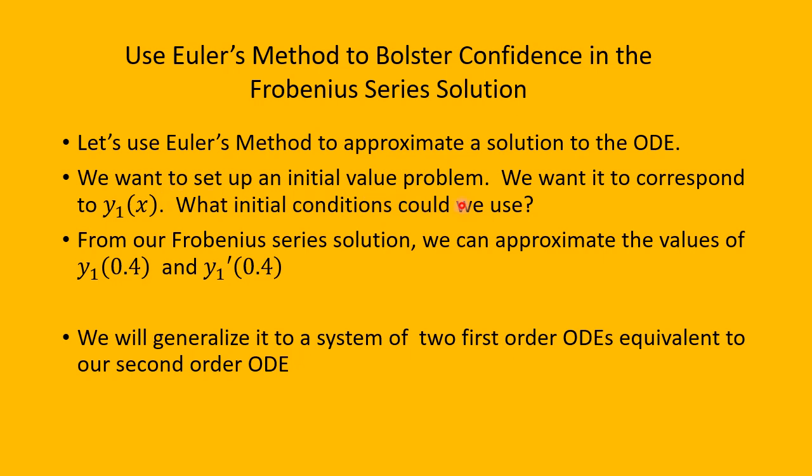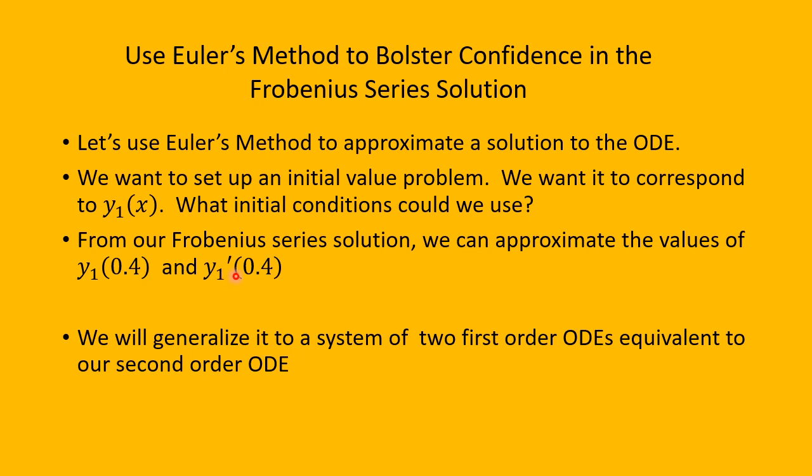The problem that we looked at was just a differential equation without any initial conditions. Well, here's what we can do. We have our Frobenius series solution in front of us, and we can use that to approximate the values of y sub 1 of 0.4 and y sub 1 prime of 0.4, the initial conditions. Then we'll use that differential equation and those two initial conditions, a second order differential equation and two initial conditions, to solve this problem numerically using Euler's method.